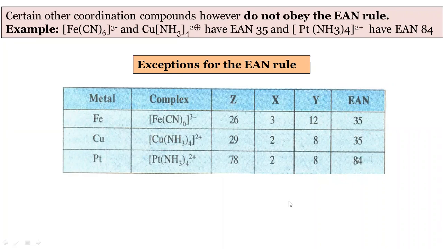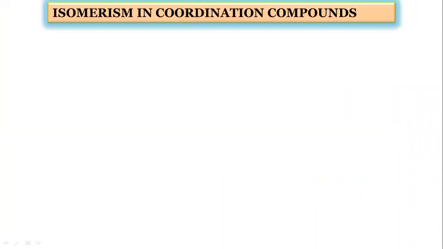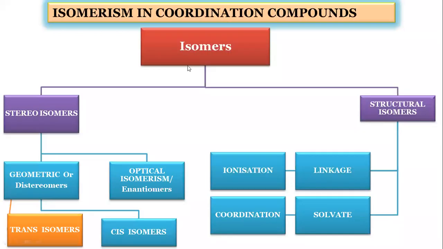Then the next part is isomerism in coordination compounds. Isomerism, this word in 11th standard, we already know what is meant by isomerism. The compounds having the same molecular formula, but the arrangement of atoms is different, it is called isomerism. So such type of isomerism is also present in coordination compounds. But this isomerism is quite different. I will explain with the help of this chart.